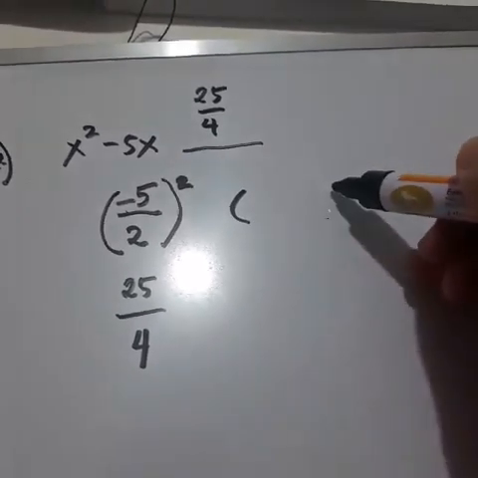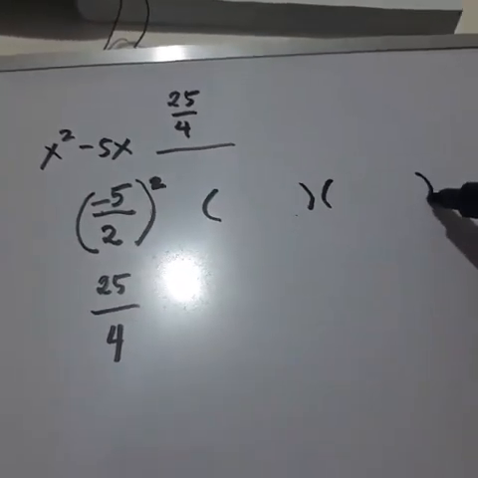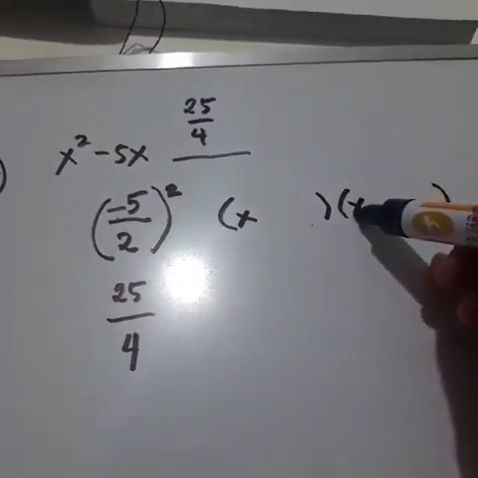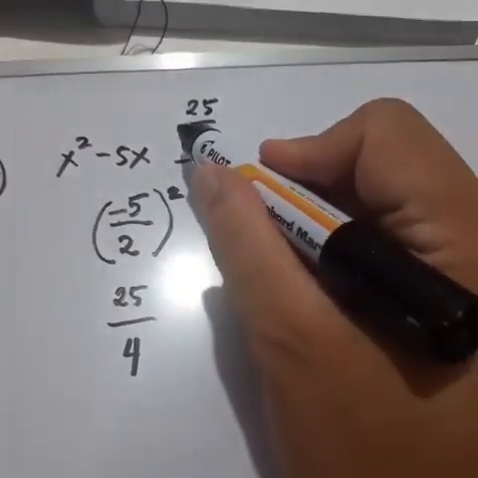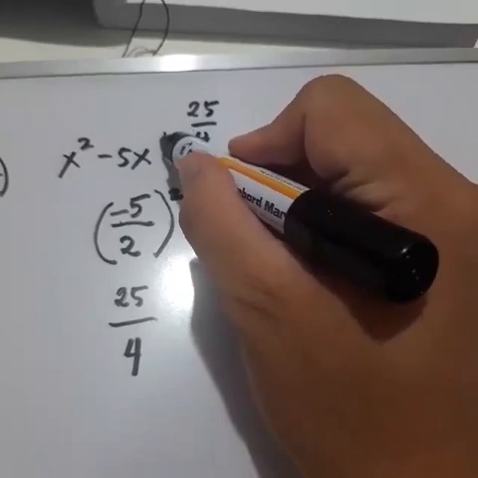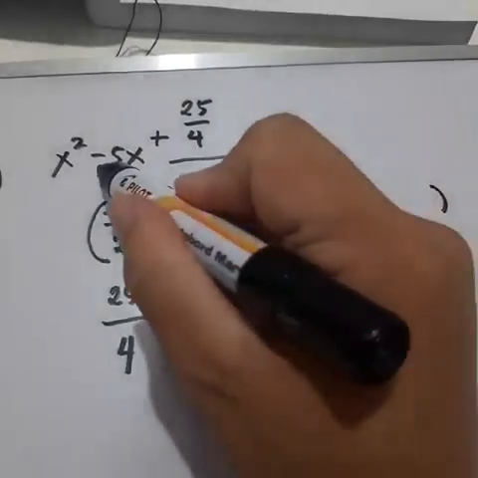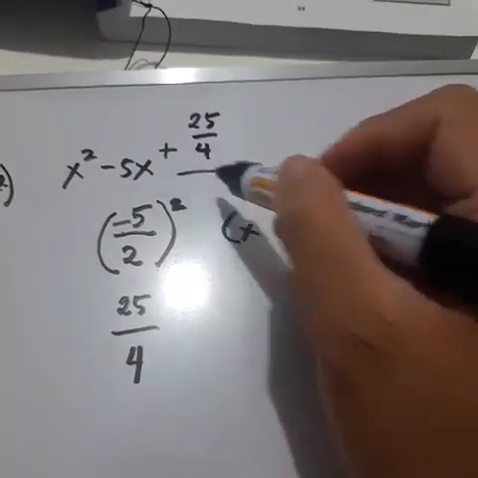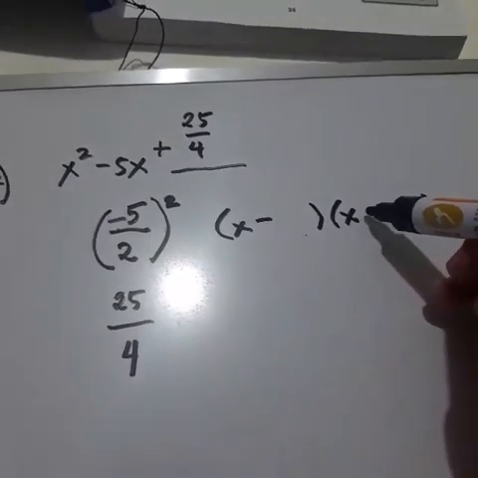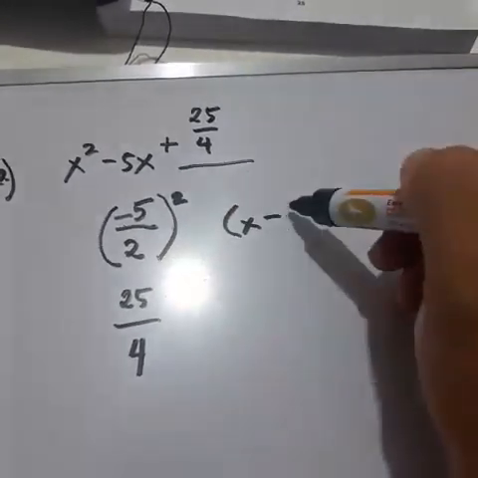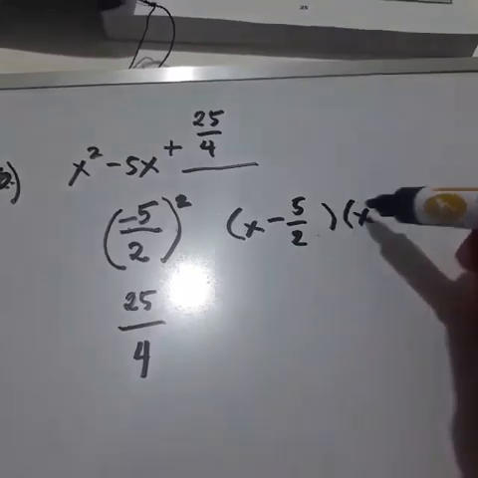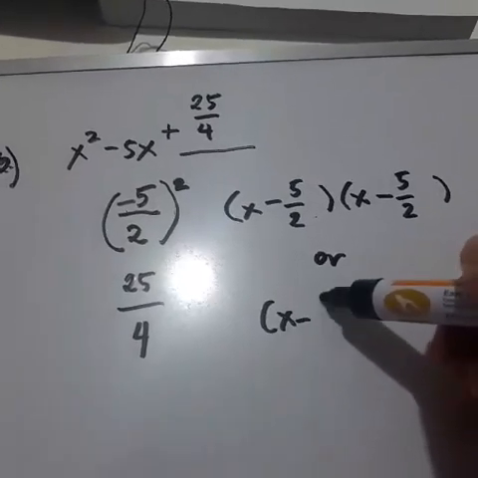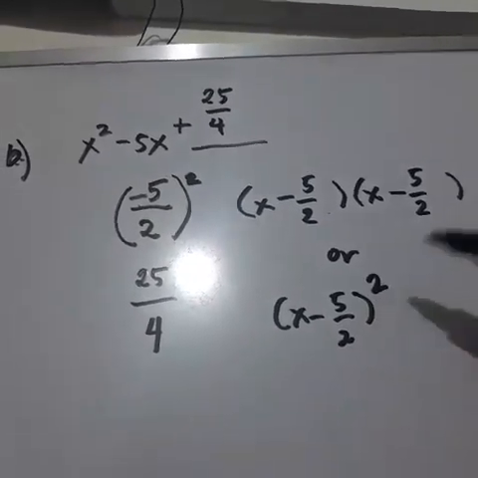So, ang factor niya, so, x squared. So, meaning, x. So, this is positive. Dahil ang middle term natin, yung sign natin sa middle term is negative. And the sign of our last term is positive. So, pareho siyang negative. And then, 5 over 2. Or, in short, x minus 5 over 2 is squared.